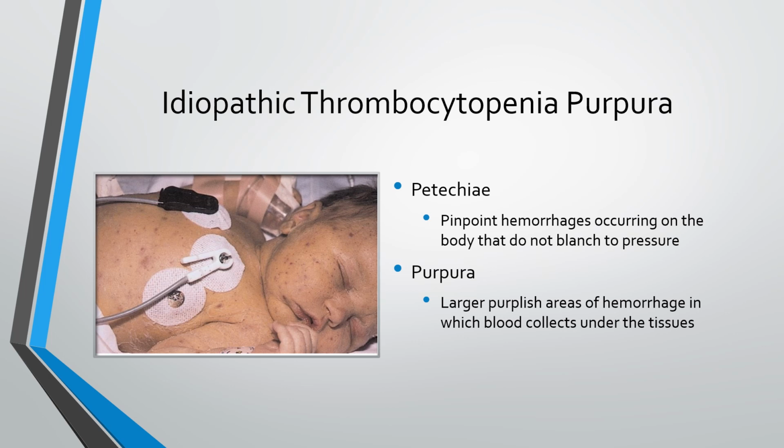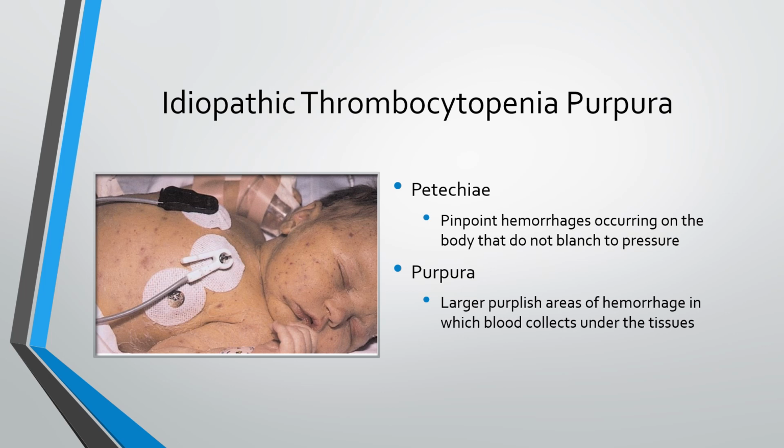We're going to look at idiopathic thrombocytopenia purpura. So this is, again, petechiae and purpura. Those are just definitions that you should just be familiar with. This is usually an immune response, again, following a viral infection that produces antiplatelet antibodies. The antiplatelet antibodies lead to development of petechiae, purpura, and excessive bruising. So petechiae are those pinpoint hemorrhages occurring on the body that do not blanch to pressure. So you can see on this little picture here, all of those tiny little purple spots, if you would push on them, they wouldn't blanch.